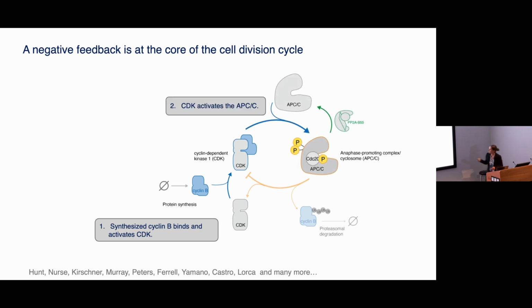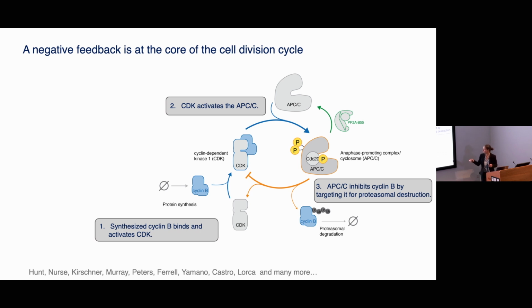And then the active cyclin B-CDK kinase complex can phosphorylate a large E3 ubiquitin ligase, the anaphase promoting complex. Upon activation through phosphorylation, the anaphase promoting complex ubiquitinates cyclin B again, thereby targeting it for proteasomal degradation and inactivating the cyclin-dependent kinase again. And so this together forms a negative feedback. Many people have shown that this is what's at the core of the early embryonic cell divisions.